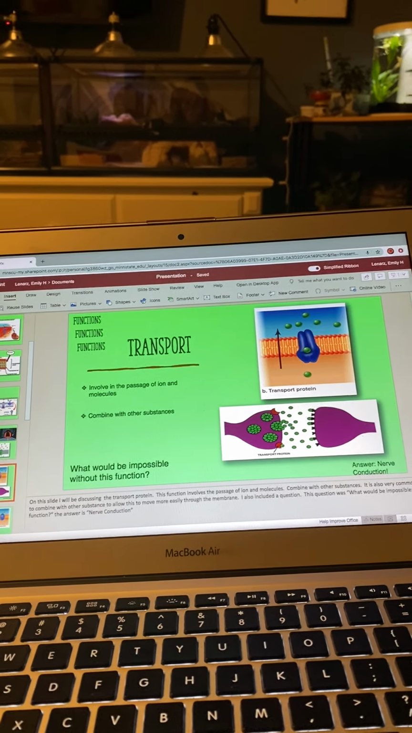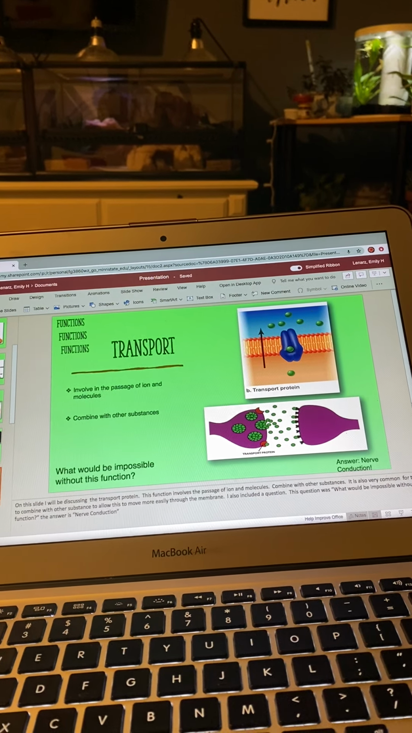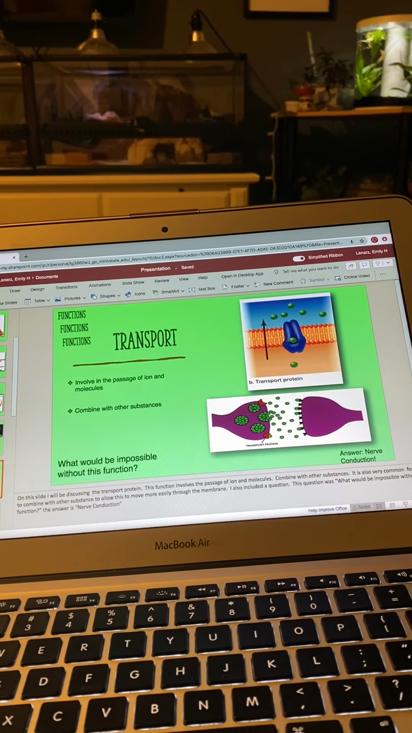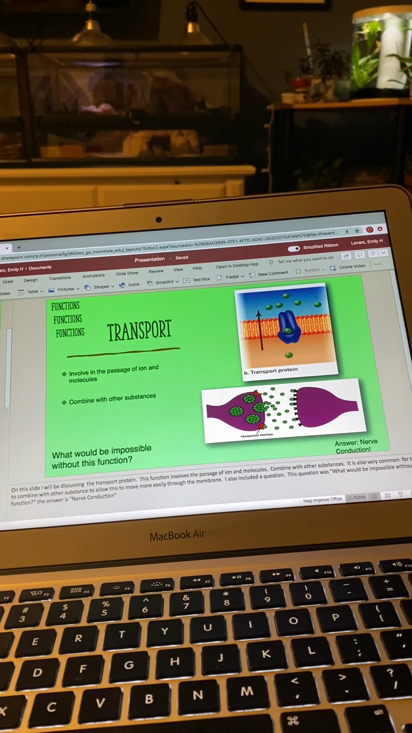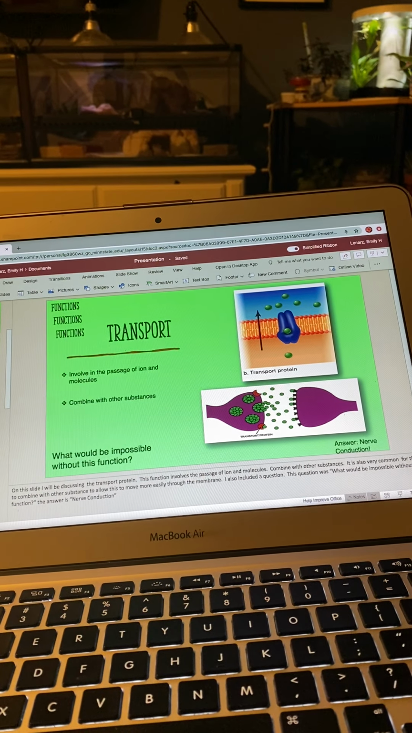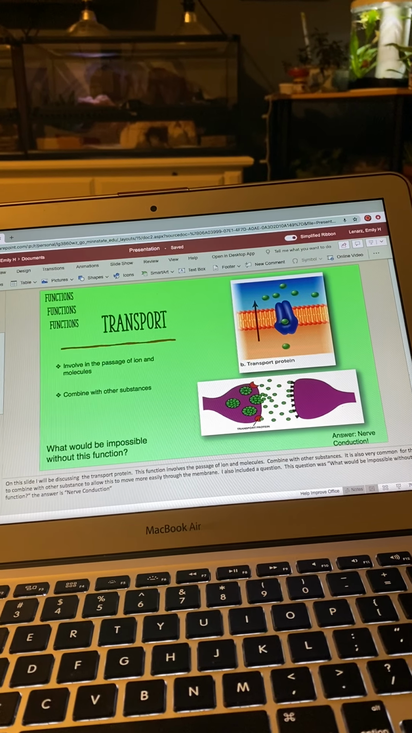Transport functions. On this slide, I will be discussing the transport protein. This function involves the protein of ions and molecules combined with other substances. It is also common for them to combine with other substances to allow this to move more easily through the membrane. I also included a question. This question was, what would be impossible without this function? The answer is nerve conduction.